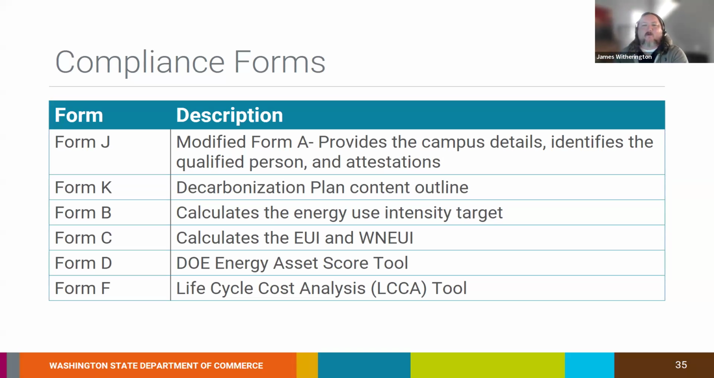Also, as you look at this, Form D and Form F are included. Those are only applicable when individual buildings are using the investment criteria pathway. The exception is Form F, which has another additional exception of being required if you're looking at decommissioning your district energy system. Next slide, please.